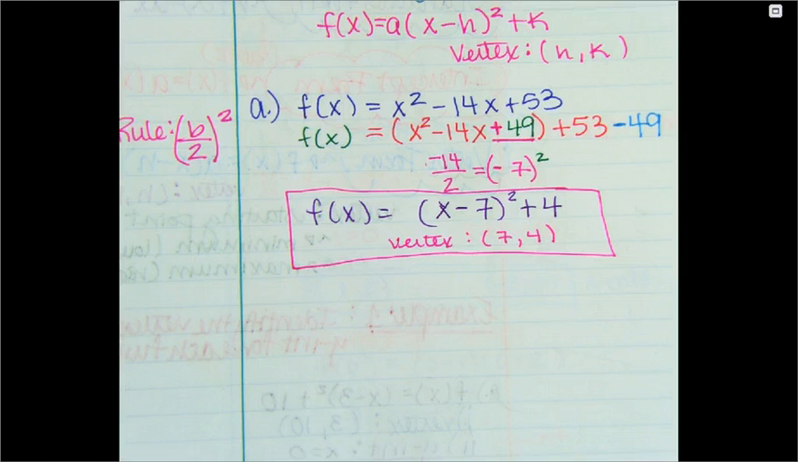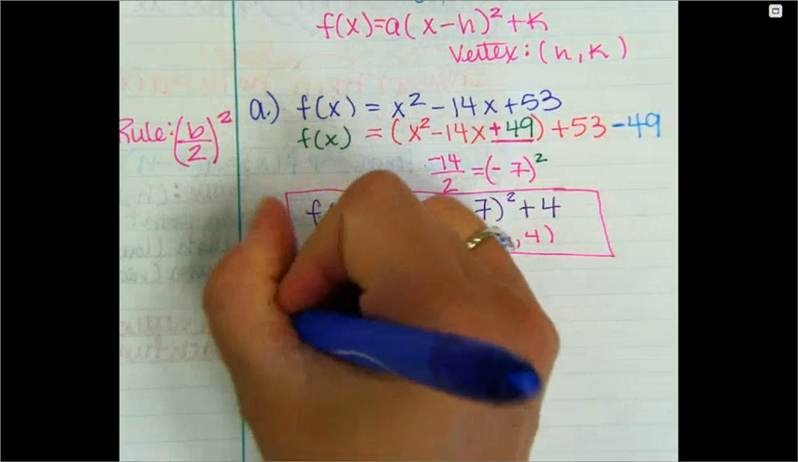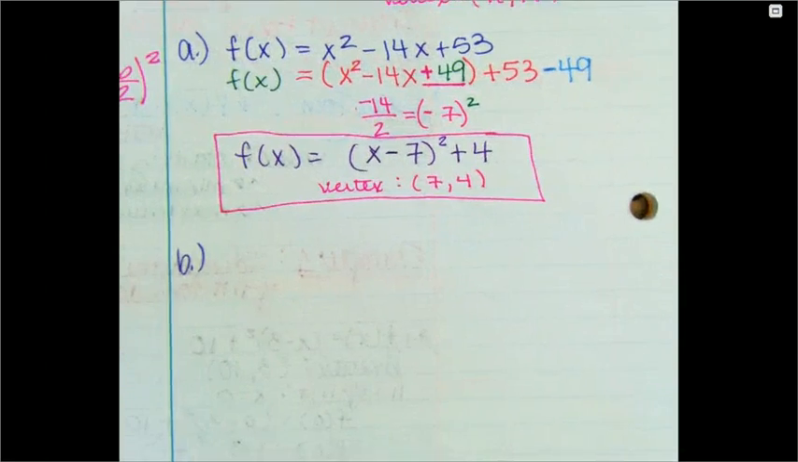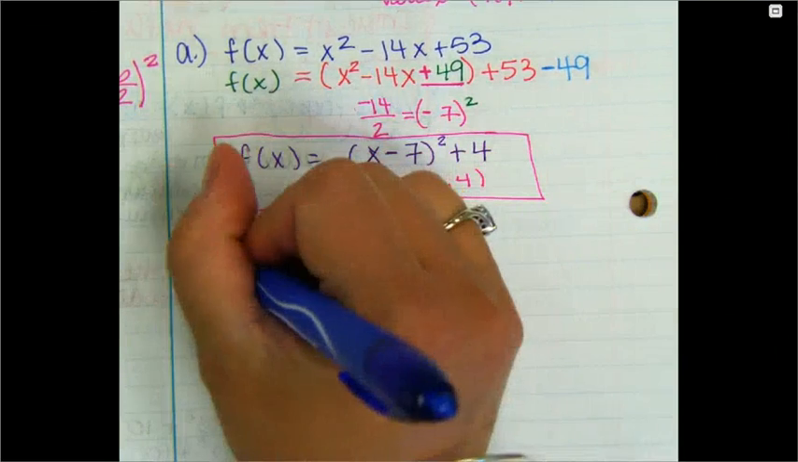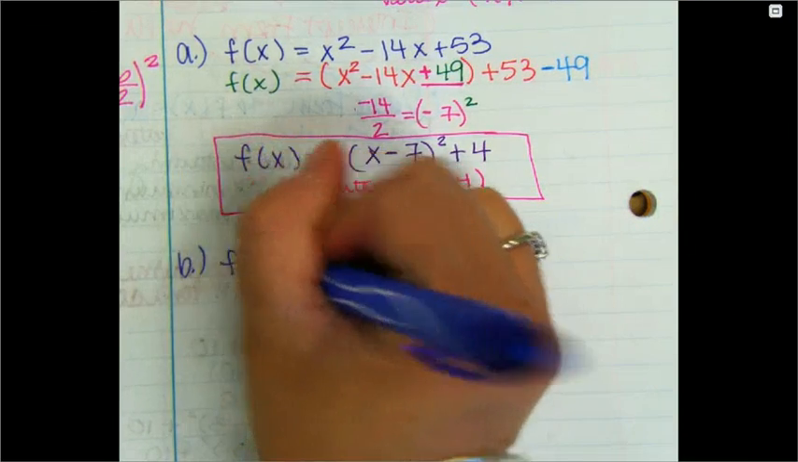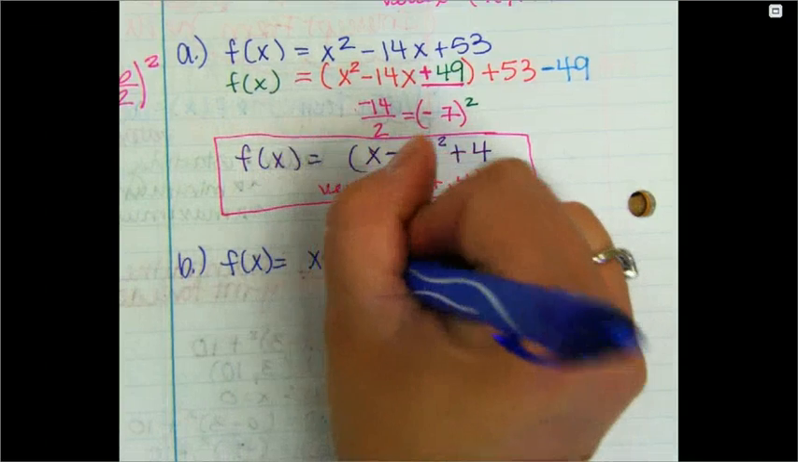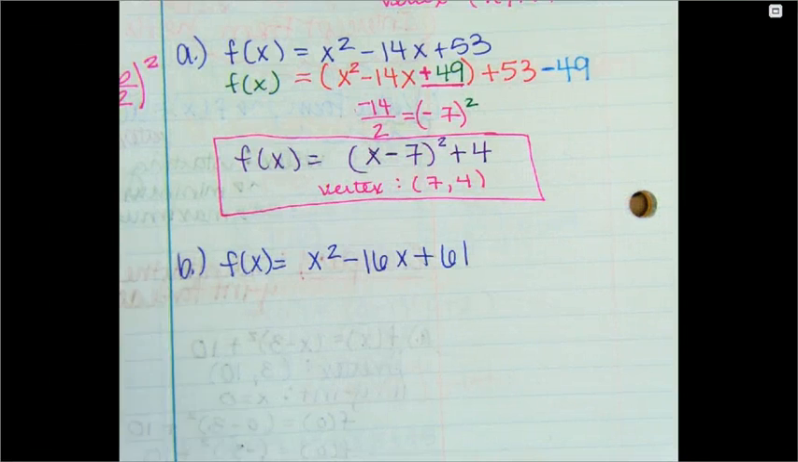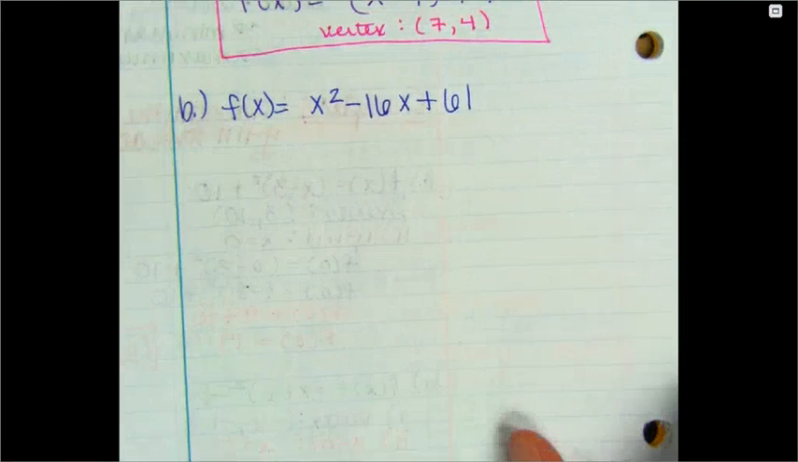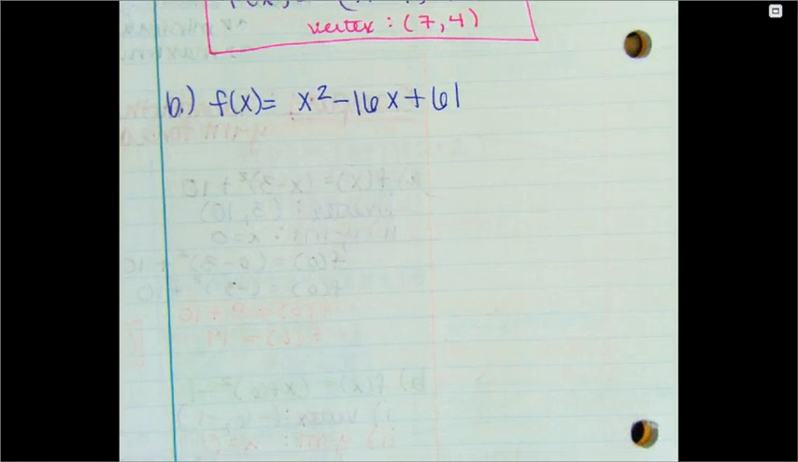Okay. Ready? Okay. Let's go to example B. I want you to just do the first step and then check with your partner that you did the right first step before you keep going. Understood? So f of x equals x squared minus 16x plus 61. So go ahead and do the first step, and then check with your neighbor, make sure you're on the right path, and then you can keep going.